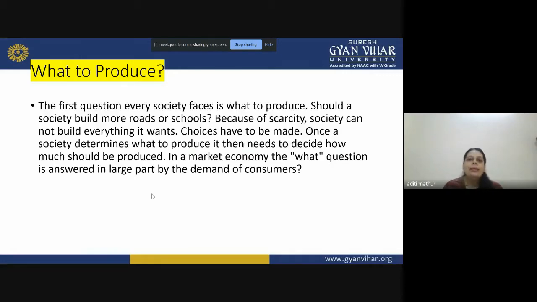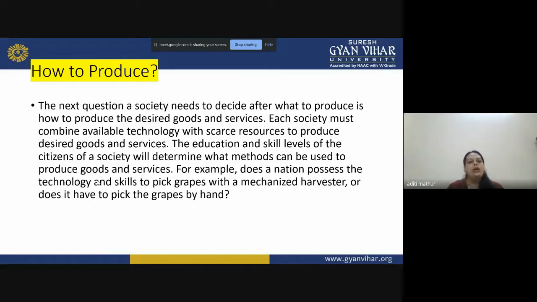And now let's take an example. I have decided that I need schools. So how many schools do I need to produce, or establish, right? So that is also another question. What to produce, followed by how much to produce. Then comes how to produce.